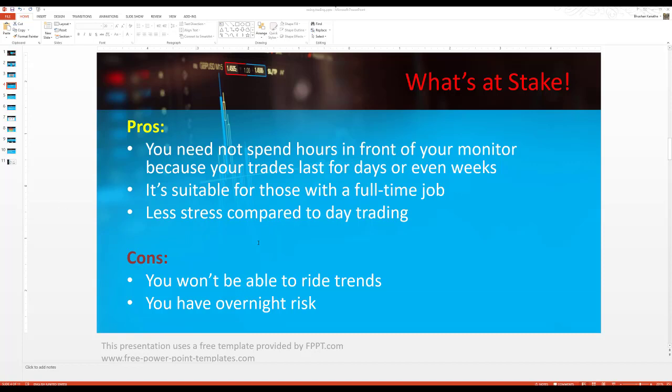It is also possible if you hedge, but the issue is that for hedging you need a good amount of capital. You cannot do it with 30,000, 50,000 or 1 lakh capital, because for hedging you need a good amount of capital.